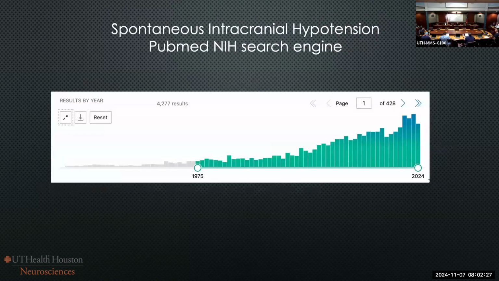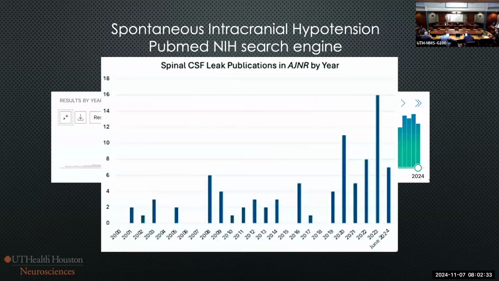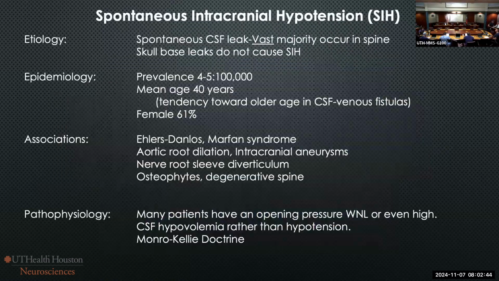If you just plug in spontaneous intracranial hypotension, you see an exponential increase in the number of articles. In our AJNR last year, there were 16. Last month, the journal had 5 articles. So this is a super hot topic for neuroradiology. Let's talk about what spontaneous intracranial hypotension is.